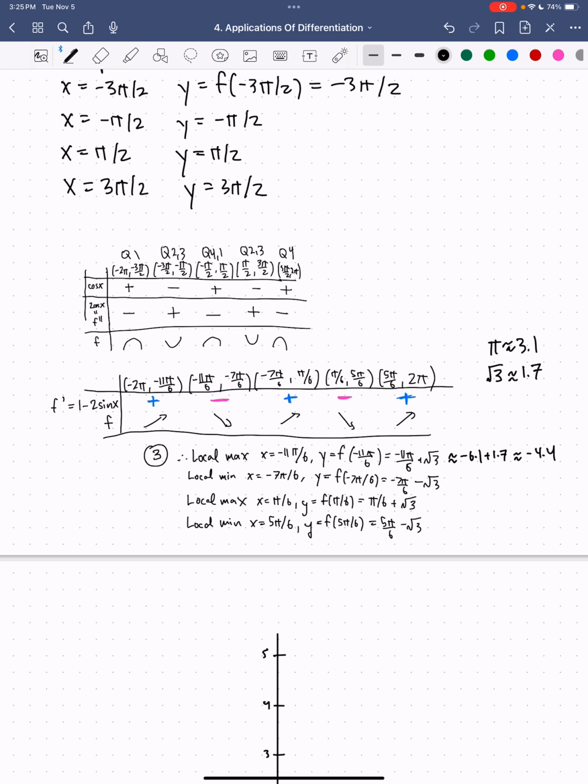Okay, and then negative 7 pi over 6 minus root 3. So that's roughly negative 3.1 minus 1.7. So negative 4.8.